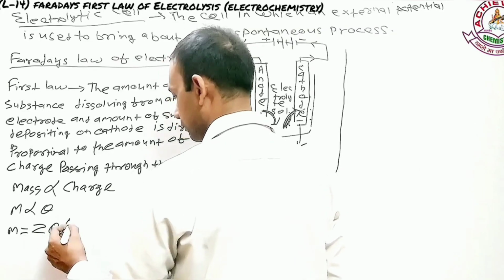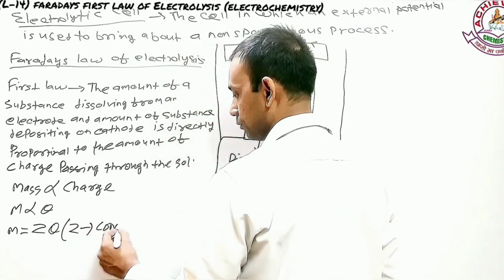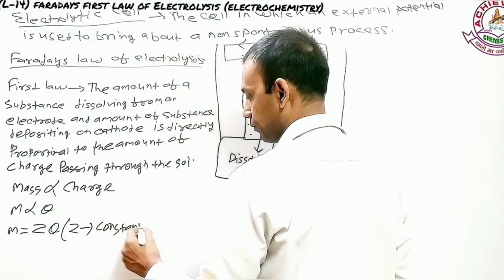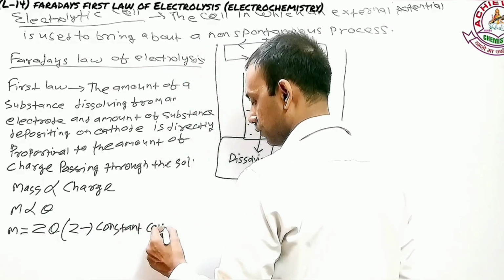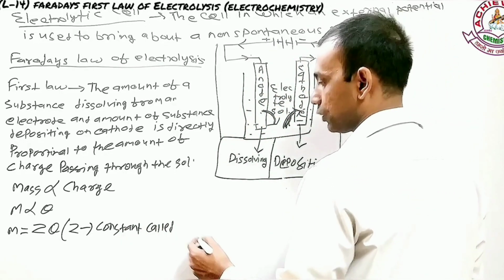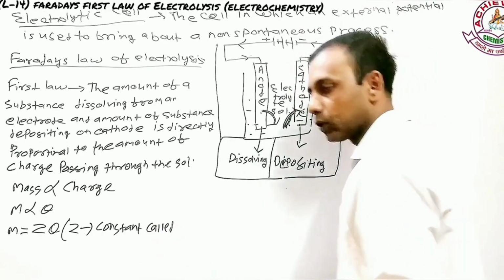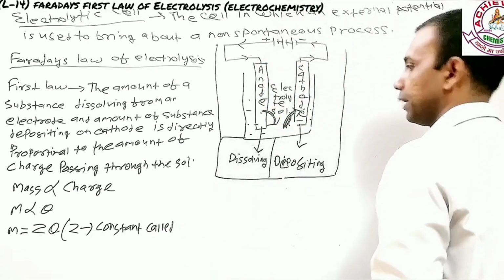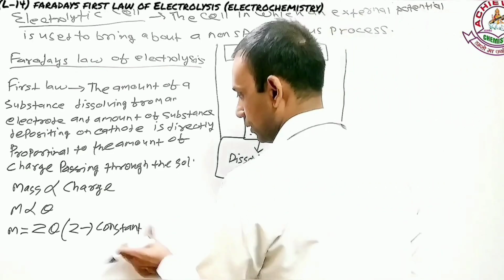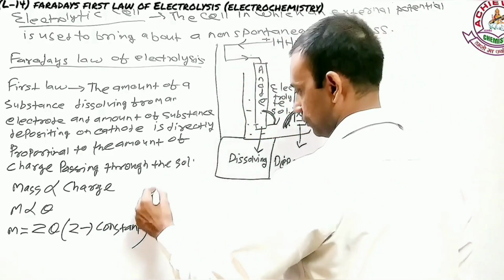What Z is? Z is called the electrochemical constant, or this is just a constant. You can also call it the equivalent chemical constant. So the constant is here. Now we need to find out what Z is.